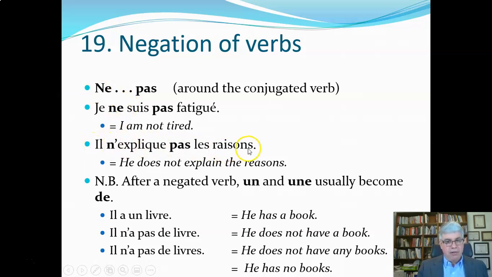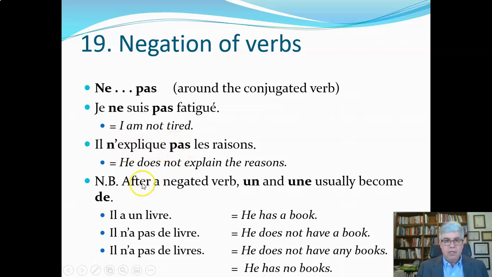Il n'explique pas les raisons. He, and then we've got explique as the main conjugated verb, to explain the reasons. And then il n'explique pas means he does not explain the reasons. So here we translate ne and pas as does not. It wouldn't sound very good to say he explains not the reasons. We would say he does not explain the reasons. So we're going to translate it as does not or not, depending on the verb and the context, but it's basically a negation of the verb.